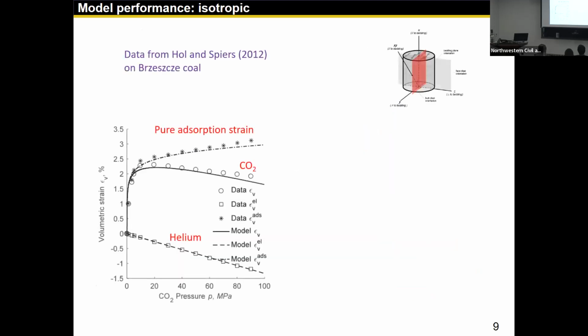And let's see the model performance. Here we compare it with the data from Hol and Spiers on the Rhizes coal.